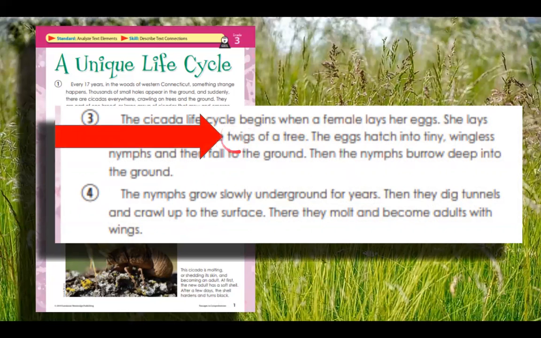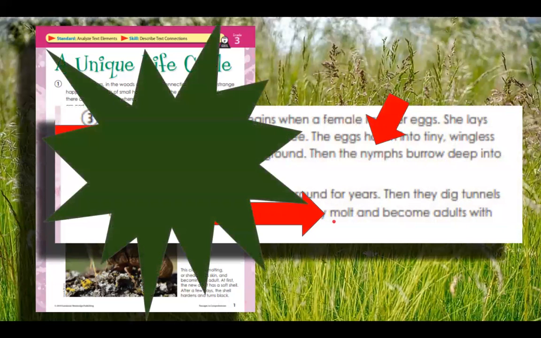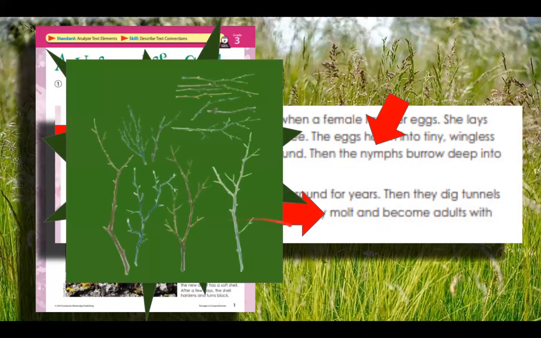So one of the words that we have here is twigs. And another word we have, maybe a vocabulary word, would be nymphs. And then yet another vocabulary word is the word molt. So a twig is a small, thin branch of a tree or bush, especially one removed from the tree or bush and without any leaves. So twigs don't generally have leaves. And you can see some different twigs here.